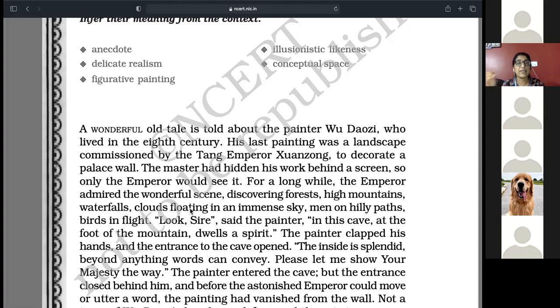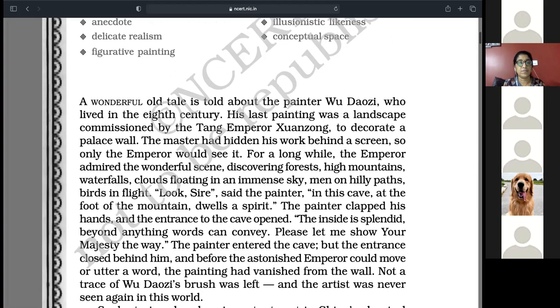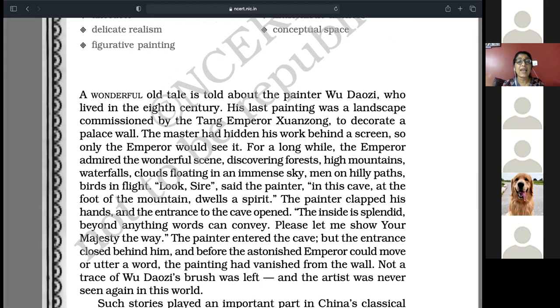There is a spirit. इस cave के अंदर एक सुंदर आत्मा रहती है. The spirit is not भूत. यहाँ पर the spirit means a good person. The painter clapped his hands and the entrance to the cave opened.